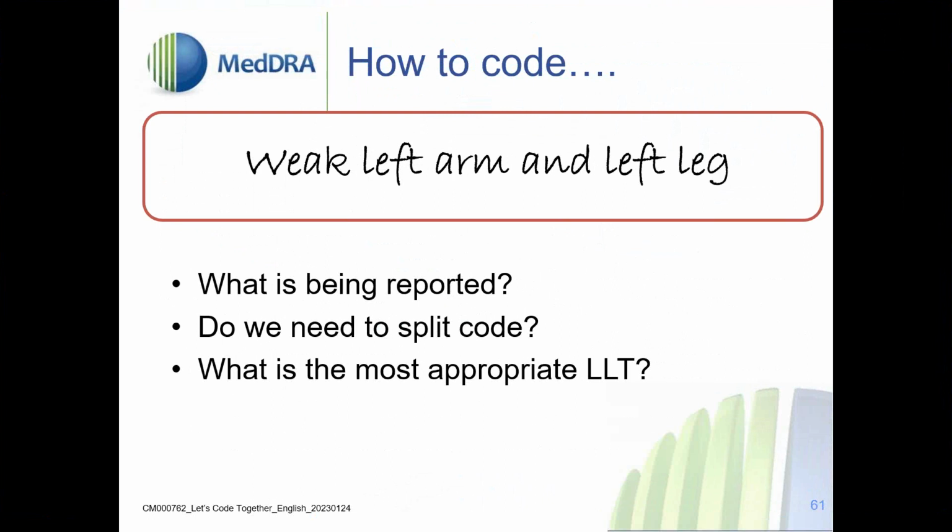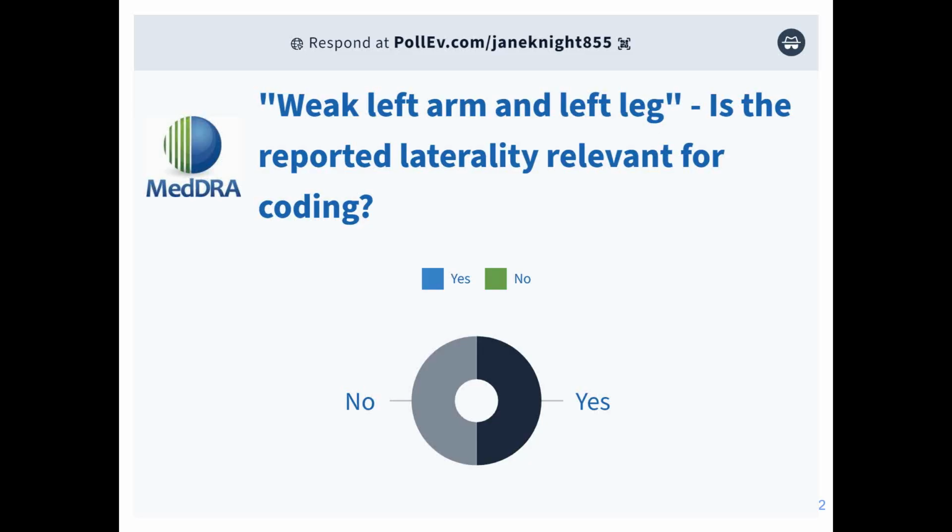So again, an example for laterality information. A weak left arm and left leg is reported here. So do we understand what is being reported? Is laterality relevant here? And do we need to split code, and what would be the most appropriate LLT or LLTs? So what would you do here? What would you think? Is laterality relevant here? Most of you are voting yes, but some of you think it's not.